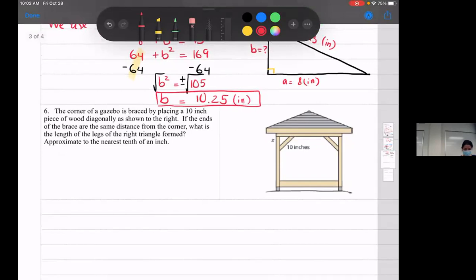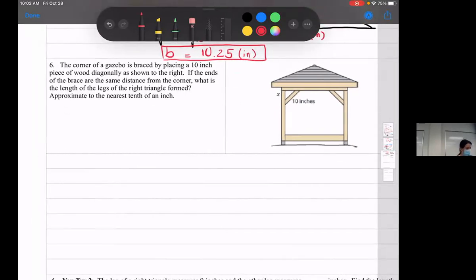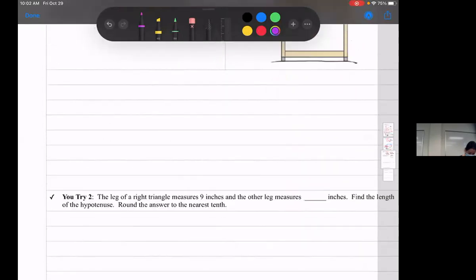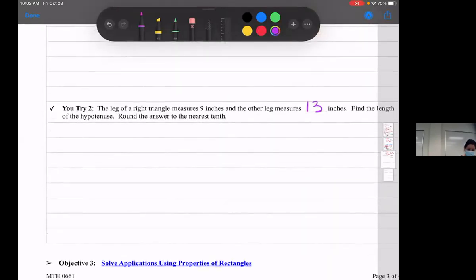All right, you skip number 6. We're going to start, you try. Square root and then 105 and enter. Try this. I'll fix it. Hang on, I'll go to 13. So your try is number 13.